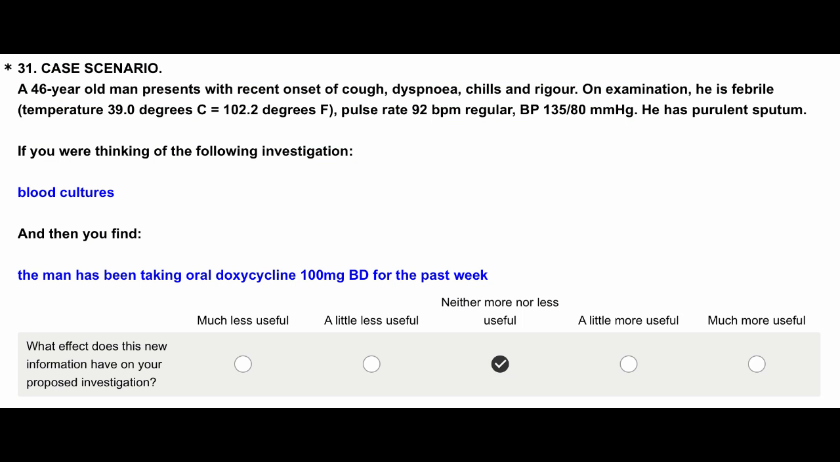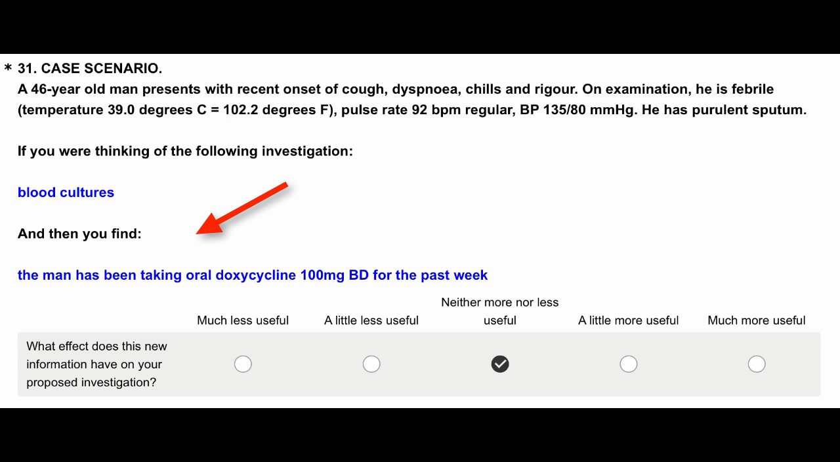The format of the script concordance test is shown here. There are three types of questions: those that assess a diagnosis, an investigation, or a plan of management. Every question follows the format shown. There is a case scenario, a suggested diagnosis, investigation or plan of management, and new information to consider.